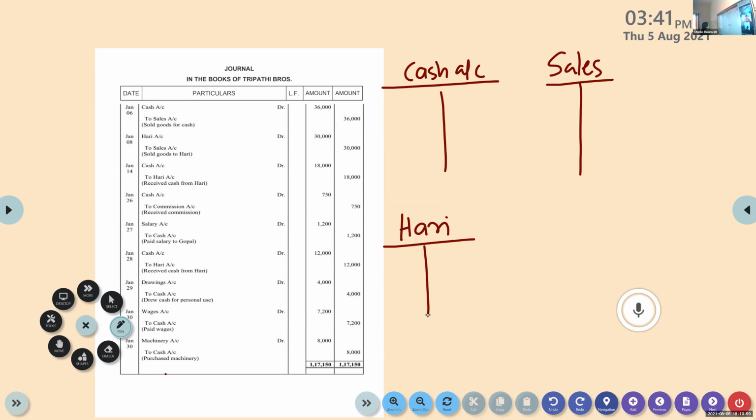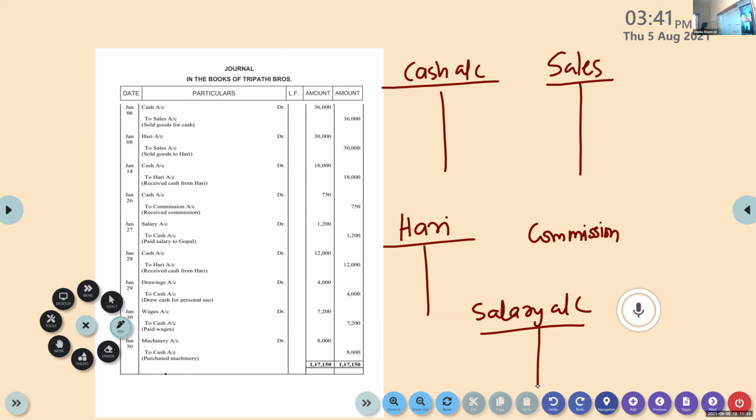Then cash account debtor to commission. Again, cash is coming. We'll write it in the same cash account, but need to provide another account, commission account. Then salary account debtor to cash. Again, we need a salary account. Salary account has to be drawn. Then again, cash account debtor to Hari. We have already opened Hari and cash account. No need to draw it again.